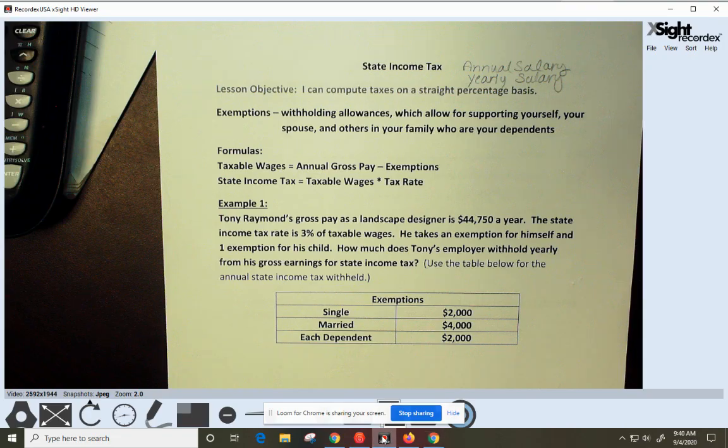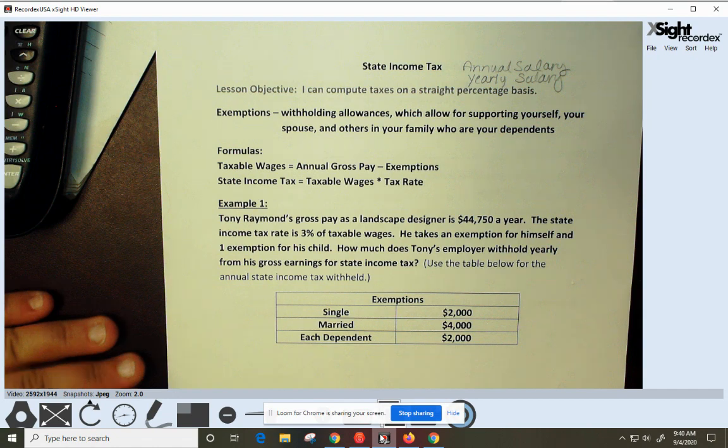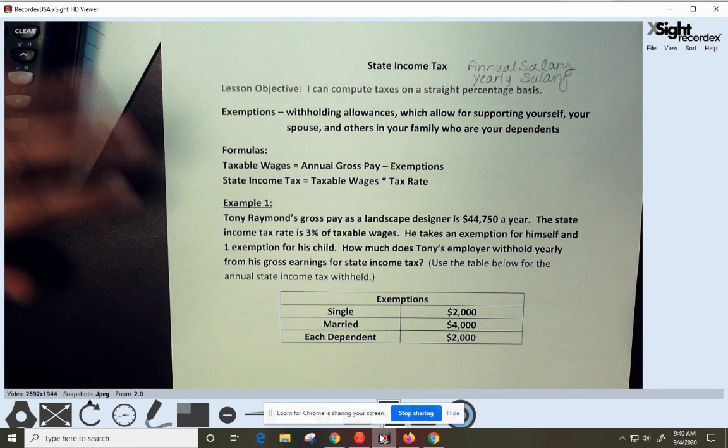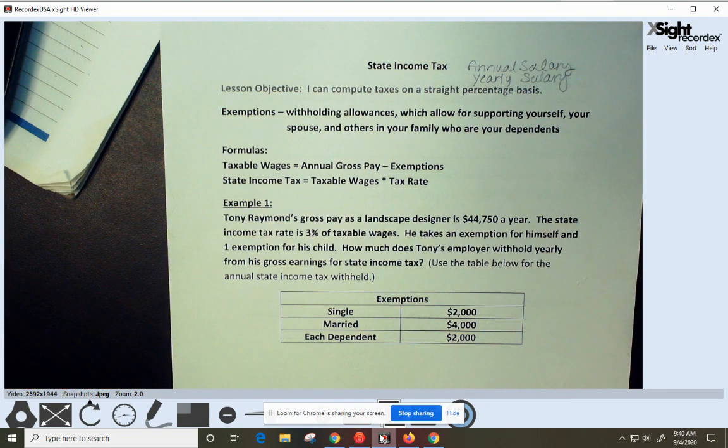Today we're going to look at state income tax. The other day we did our federal income tax, where everything was figured on your paycheck, monthly, biweekly, weekly, however. Your state income tax is a little different. It will be done on what they would call an annual salary, or what you make per year, estimated basically.